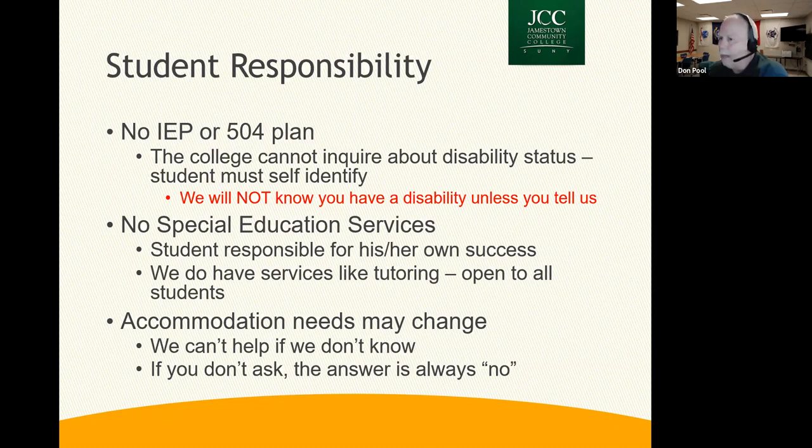Again, we can't help if we don't know. If you're struggling and you're out there and you don't say anything, we're going to have no idea you're struggling. However, if you come to us and say, I'm having a problem with this, we can almost always help you find, either through an accommodation or a service here at JCC, a way that will help you. The old saying, if you don't ask, the answer is always no.